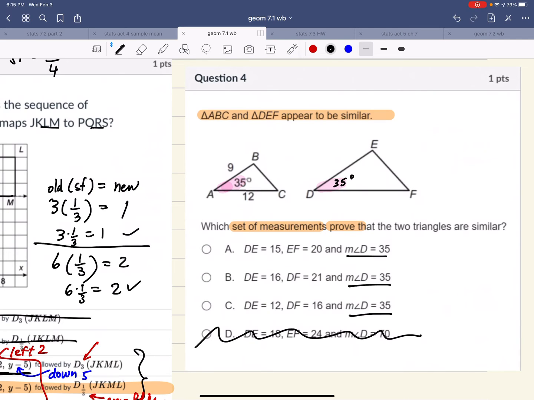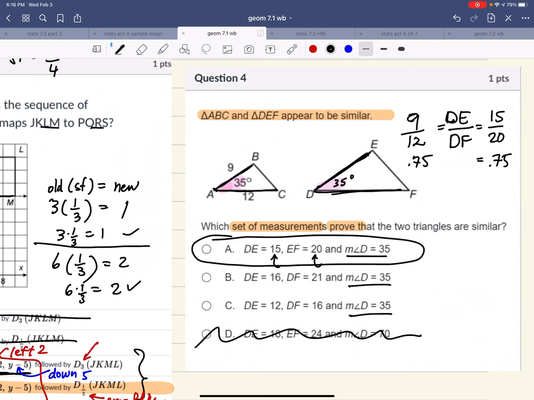Well, kind of like our map example today, our sides have to make the same ratios. So this one, 9/12, should make the same ratio as DE over DF. So what are they giving us? If they made DE 15 and EF 20, would that equal the same ratio? One way is to turn it into a decimal and make sure they equal the same decimal. If I turn 9 divided by 12 into a decimal, I get 0.75. And 15 divided by 20 gives 0.75. So I like this one.